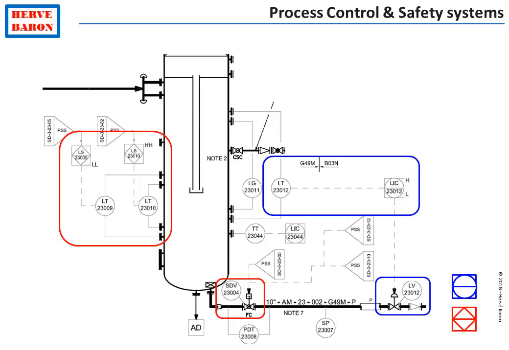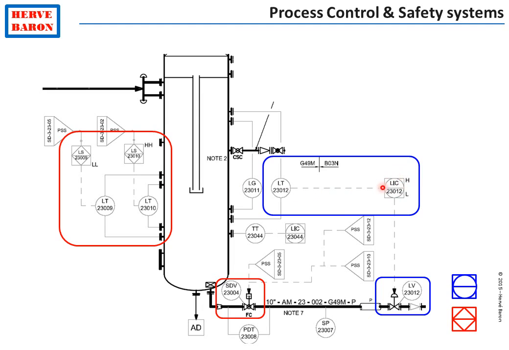For instance, in this particular system, the liquid level at the bottom of this column is controlled by this controller, which is part of the process control system, as it is shown with a circle, which acts on this level control valve to maintain a particular level in this column.